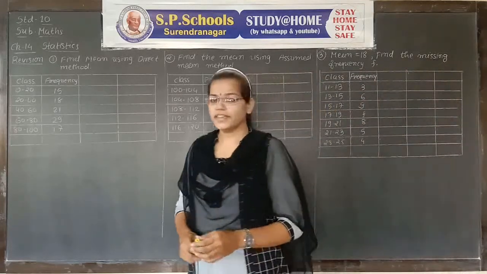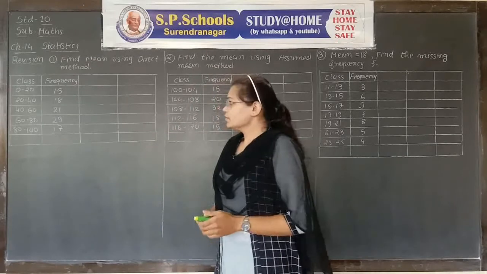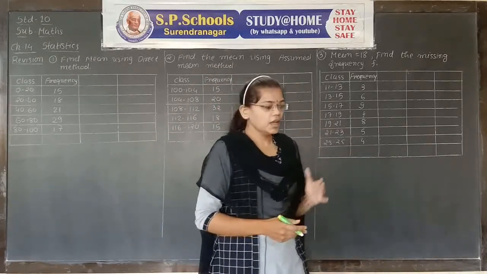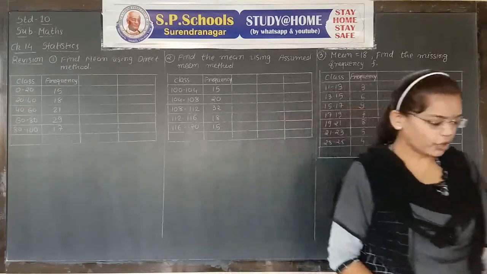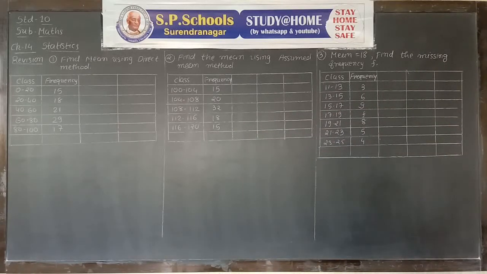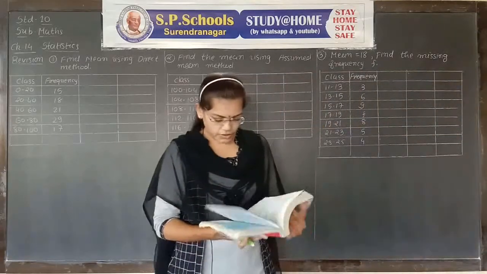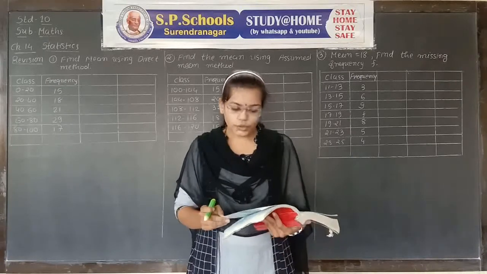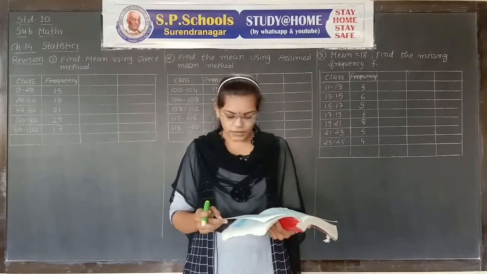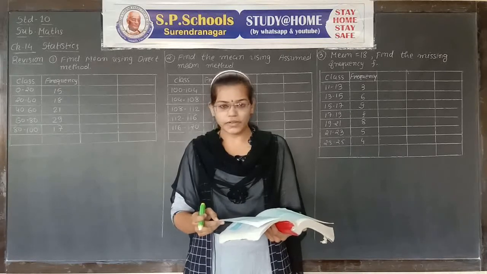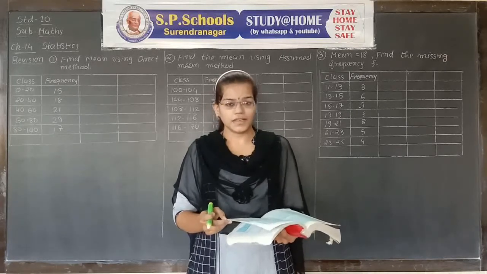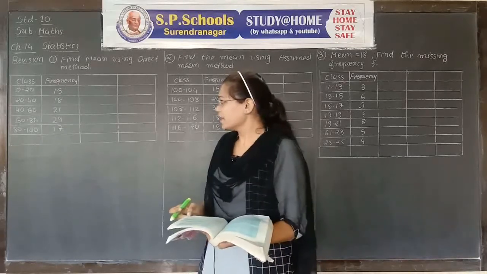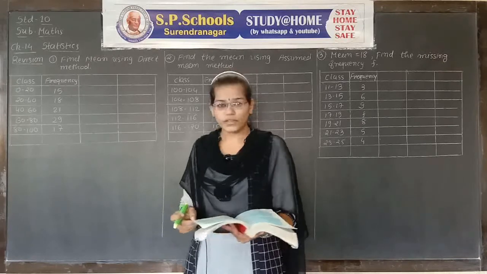Hello students, in the last session from chapter number 14, Statistics, the last exercise is completed. The graph is the last topic from our textbook, see in your textbook on page number 289. The theory, graphical representation of cumulative frequency distribution, is cut out from our syllabus, so we can't discuss this topic here. Let's see some revision regarding chapter number 14, Statistics.